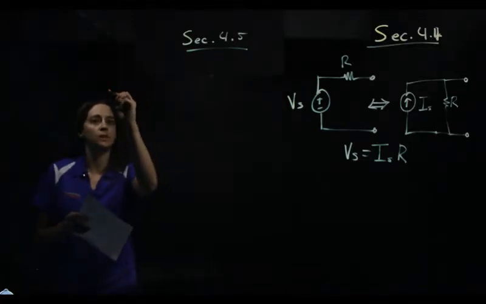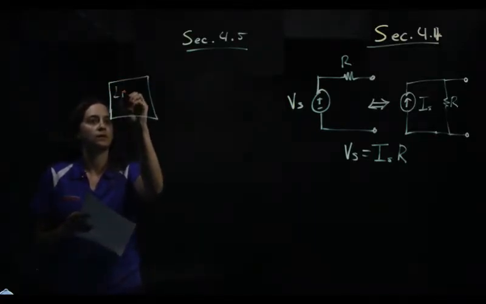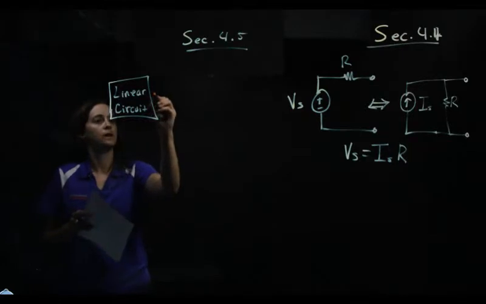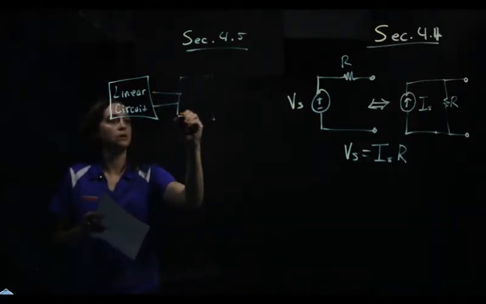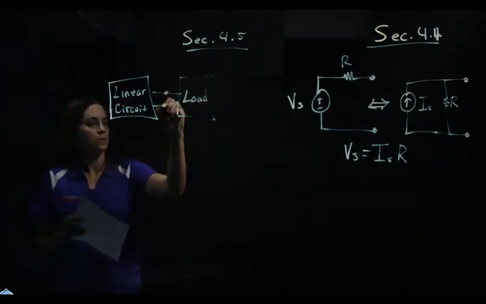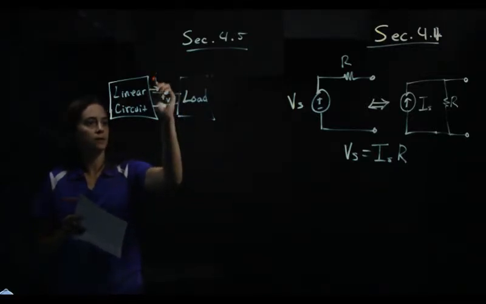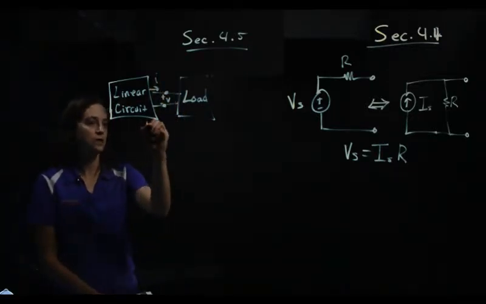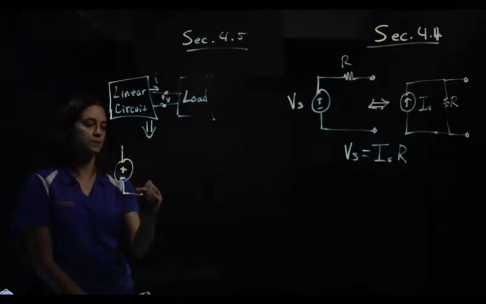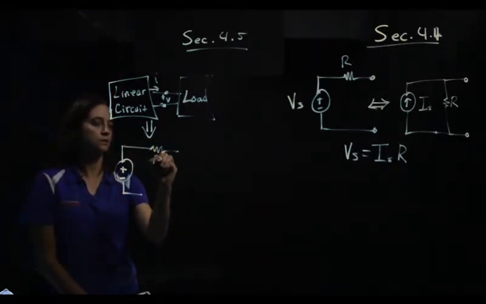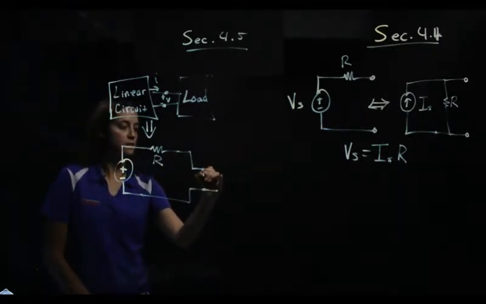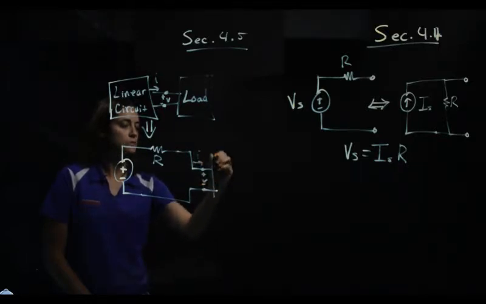And this is the idea that we can take any linear circuit, we have a circuit here, and it's connected to some load. Don't know what it is, don't care, does not matter. But this is providing some voltage and some current, right? The circuit to the load. We can transform this into a single independent voltage source in series with a resistor and provide the same voltage and current to that load.